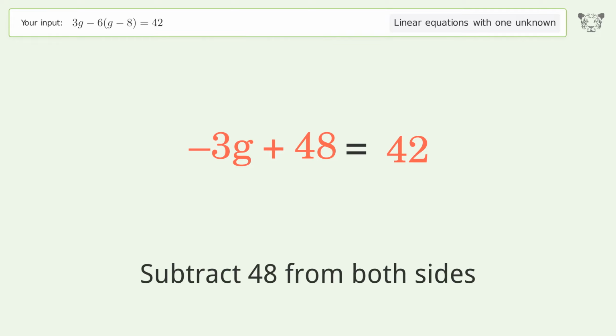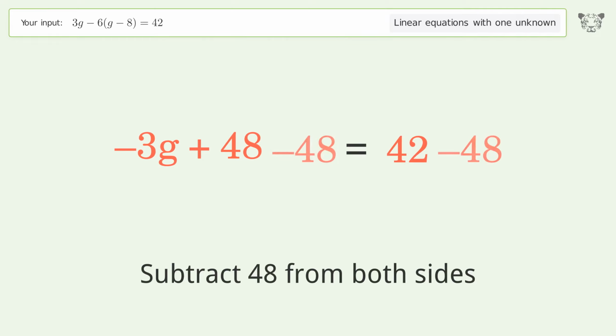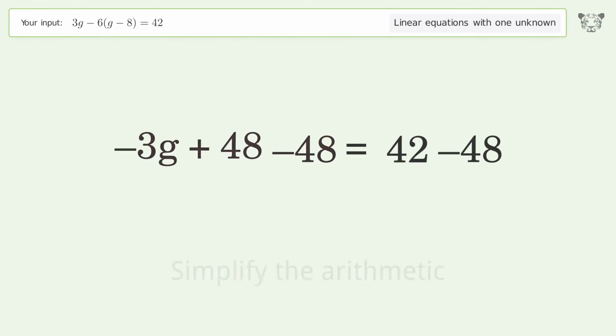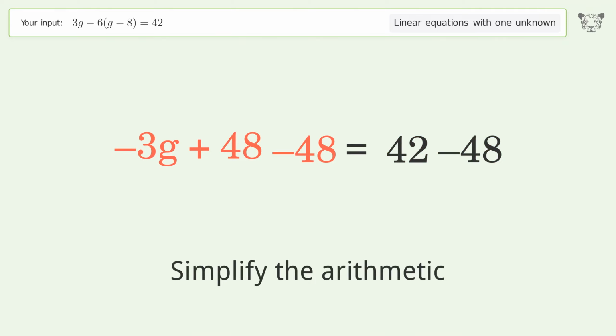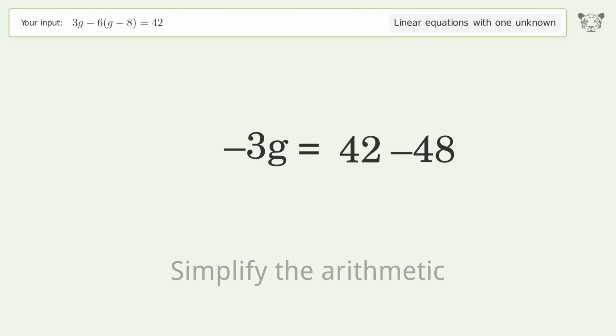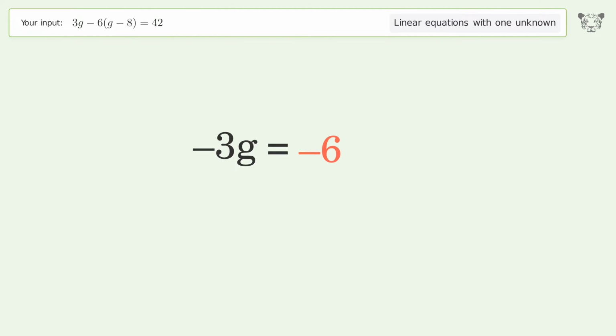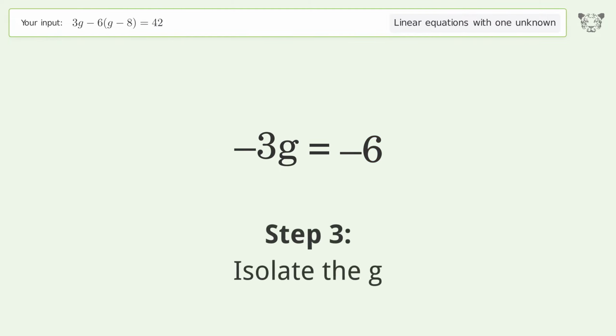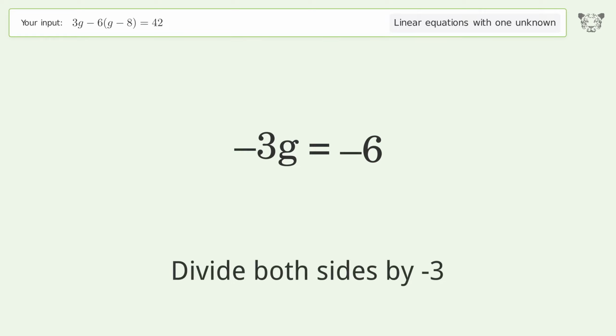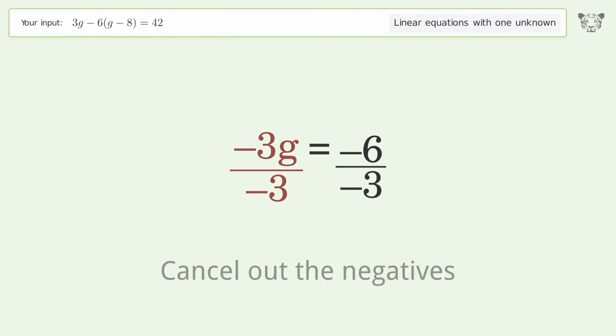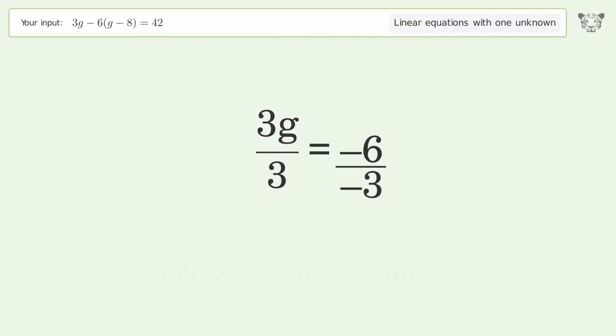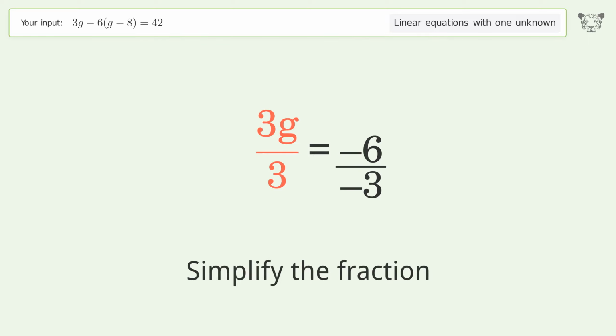Subtract 48 from both sides. Simplify the arithmetic. Isolate the g. Divide both sides by -3. Cancel out the negatives. Simplify the fraction.